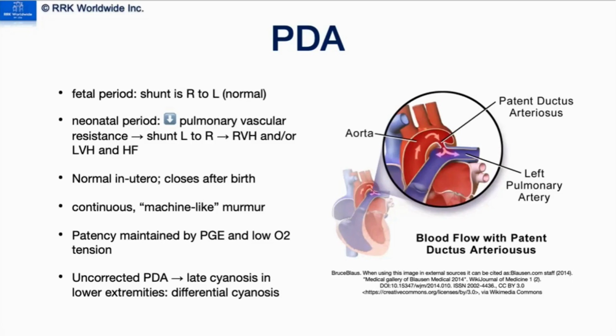So in the neonatal period, there's going to be decreased pulmonary vascular resistance, leading to the left to right shunt and right ventricular hypertrophy, and possibly even left ventricular hypertrophy and heart failure. It normally closes after birth, and if it's left open in children and adults, it will make a continuous machine-like murmur, which is so pathognomonic and such a good buzzword. They love putting this on the exam. If they ever give you a description of a heart murmur which is machine-like and continuous, you have to think of PDA. You have to.